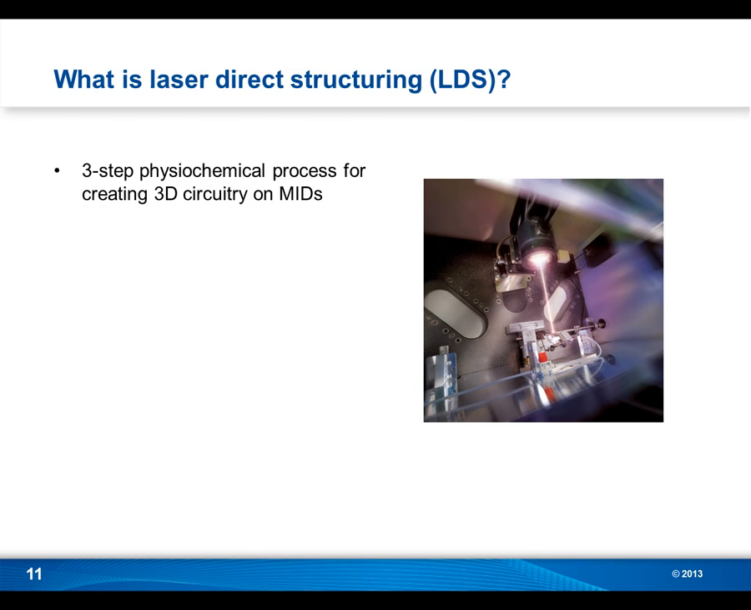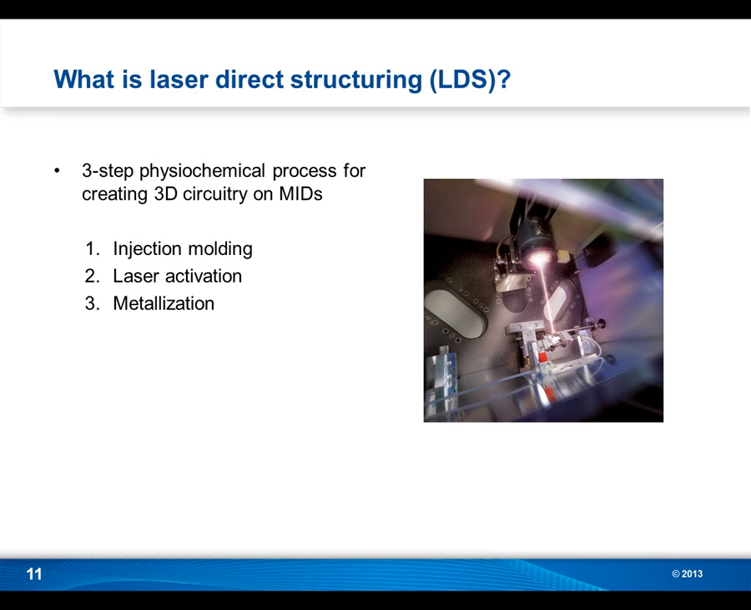So now, like I mentioned, this webinar's 3D circuitry on thermoplastics with a focus on laser direct structuring. So now I'd like to expand where Stefan came off of and get into the LDS process. So what is laser direct structuring, or as it's known by shorthand, LDS? Well, it's a three-step physiochemical process for creating 3D circuitry on molded interconnect devices. And the three steps in the LDS process are injection molding, laser activation, and selective metallization.